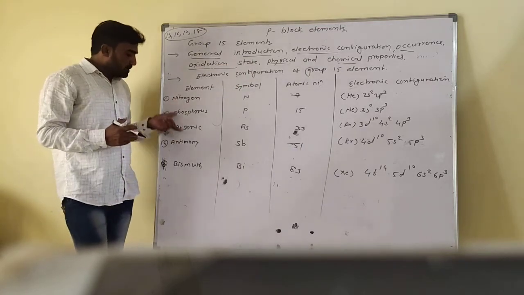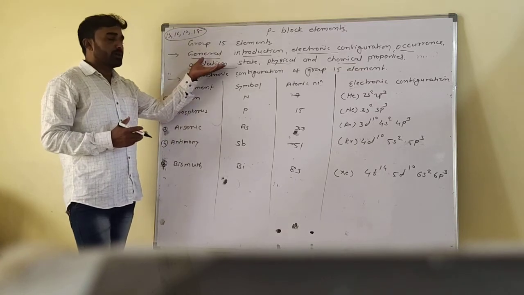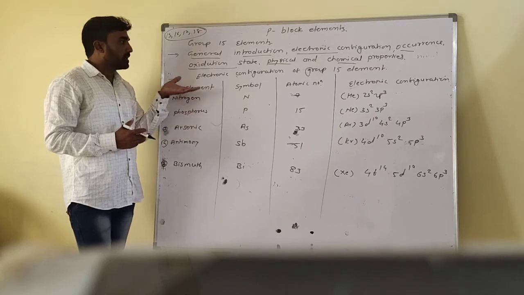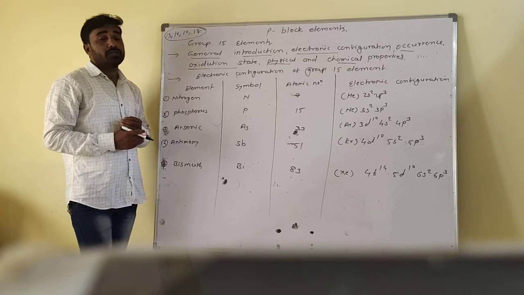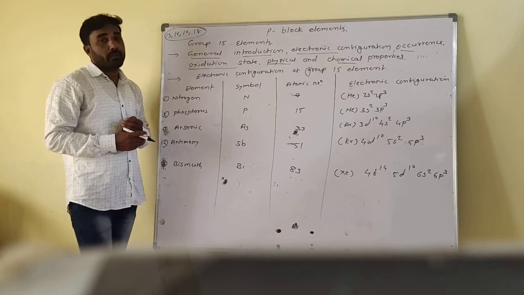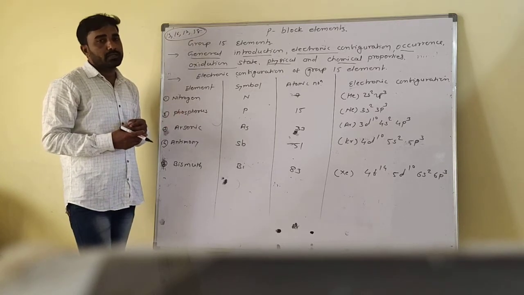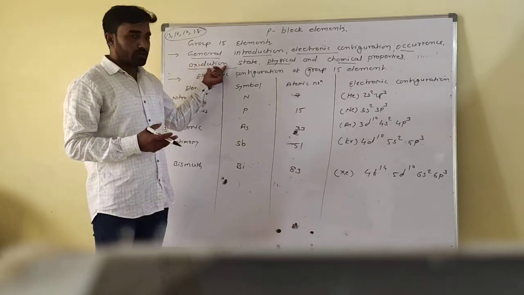Now these are the five types of the element, and we do a detailed study of them: electronic configurations, occurrence, oxidation state, physical and chemical properties. Chemical properties include how an element reacts with other elements, that is bonding capacity and oxidation state. So these are the study of the oxidation state.